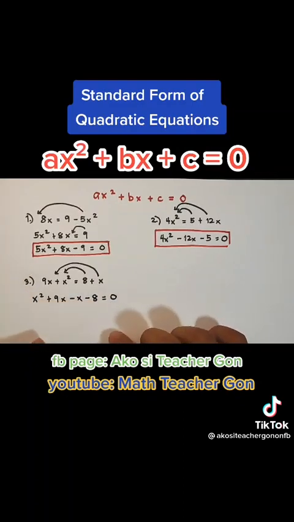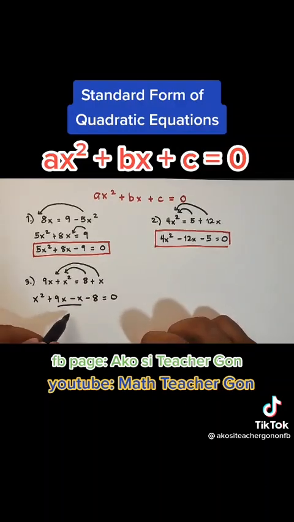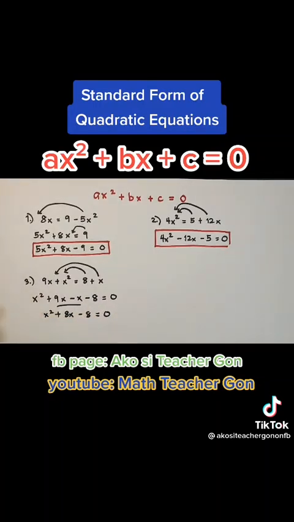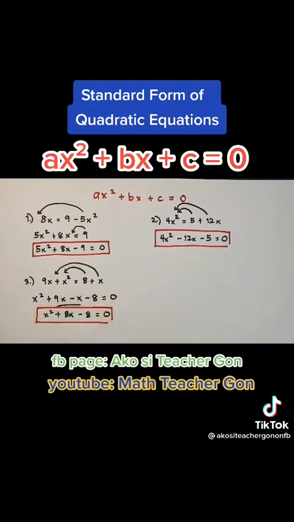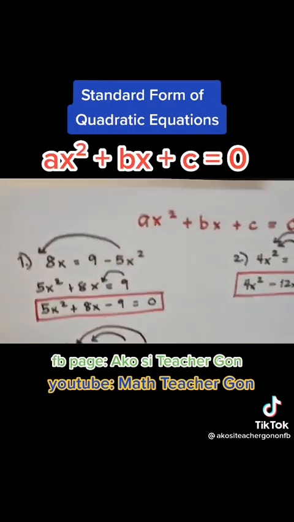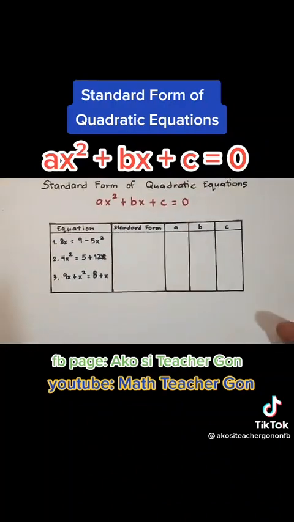In this case, we're not yet done, guys, because we can still combine these two terms. We have 9x minus x, and that would give you the answer of 8x. Then copy your x squared, then minus 8 is equal to 0. And that's it. This is our final answer. So what we need to do now is to go back to the given table. So here's a given table, guys.